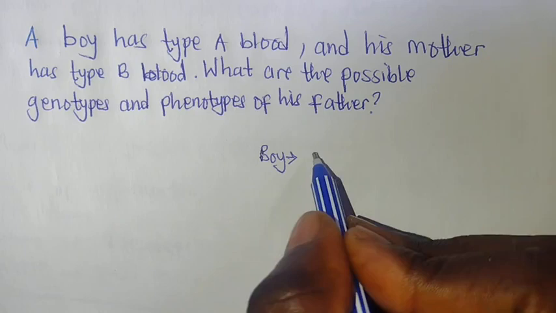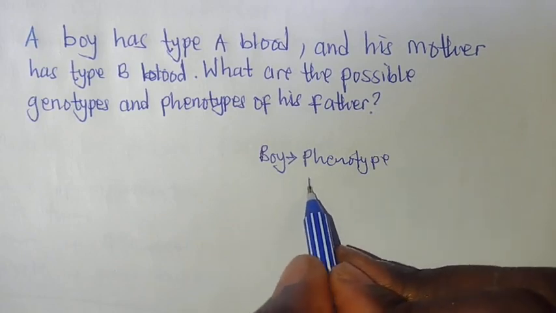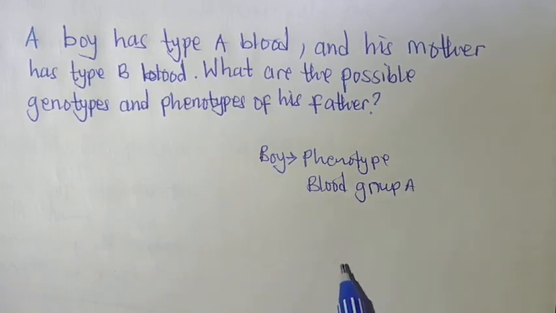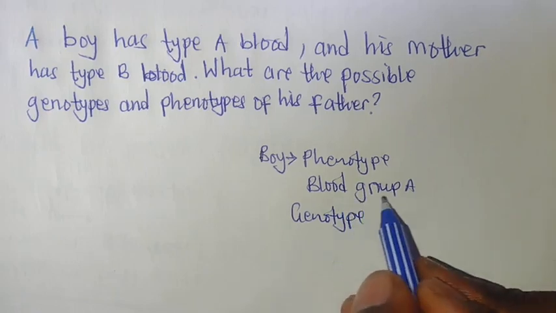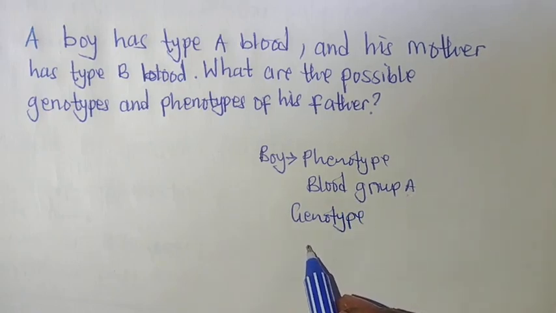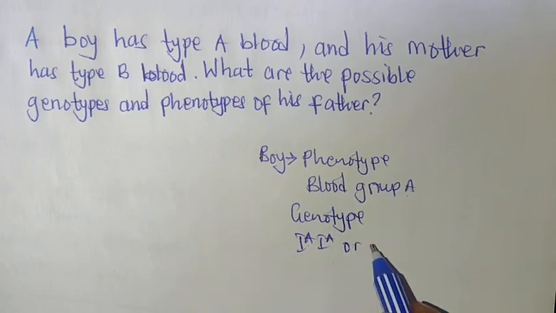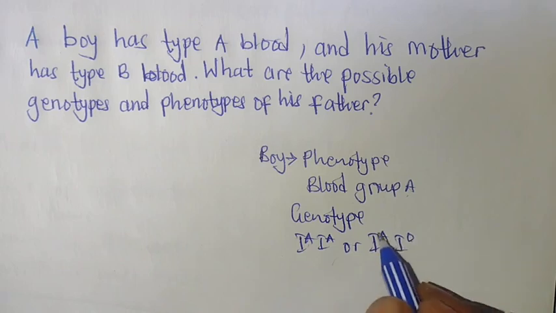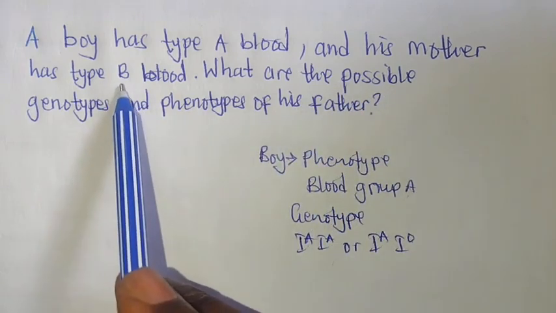So this boy, the phenotype, so we start with the phenotype of this boy. He has the blood group A. Okay, now let us look at his genotype. Since he has blood group A, we can have homozygous, which is AA, or we can have heterozygous with the recessive allele O, meaning A is dominant. So this person is blood group what? A.